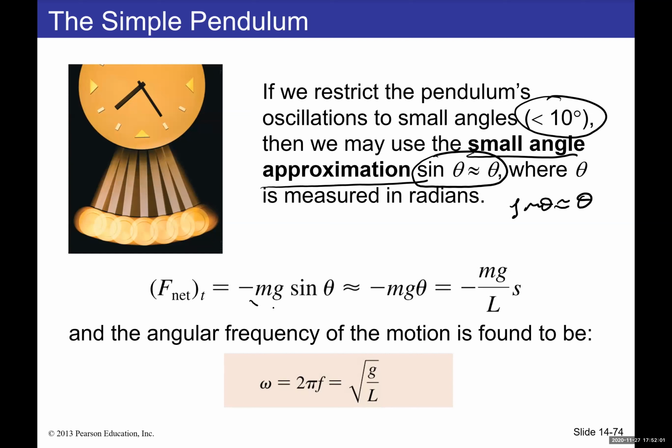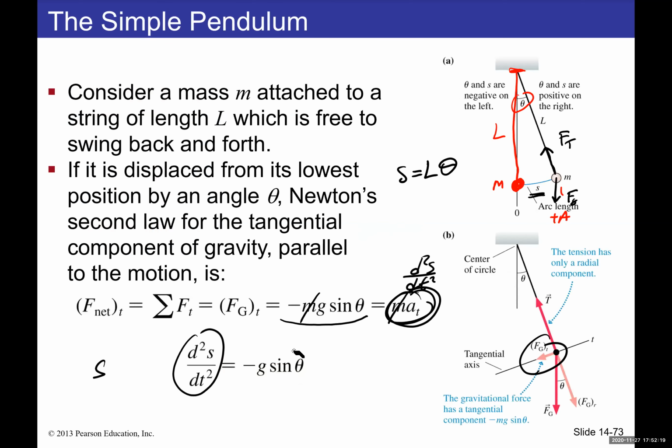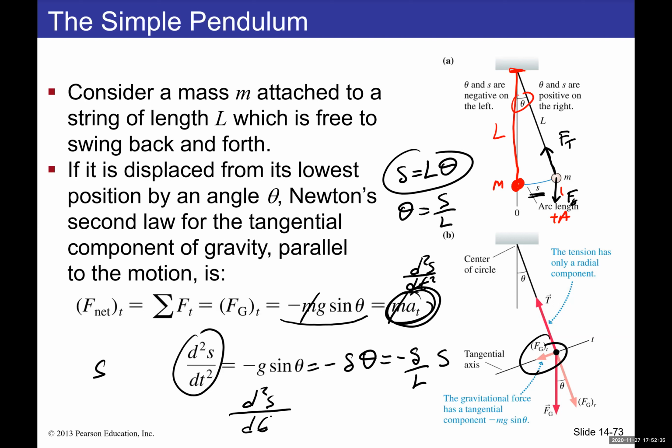So you can see that the right side of the equation, negative mg sine theta, becomes negative mg theta. And I can say this is negative mg over L times s. That means this s, which is equal to L times theta, can be used. If I go back on this slide, see, it's negative g sine theta, or equal to negative g times theta. But then using this, I can say theta is equal to s over L. So it becomes negative g over L times s. That means my equation is d squared s dt squared is equal to negative g over L times s.